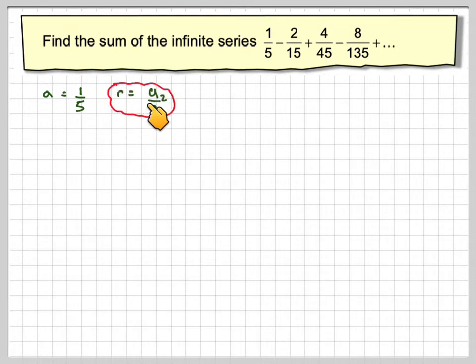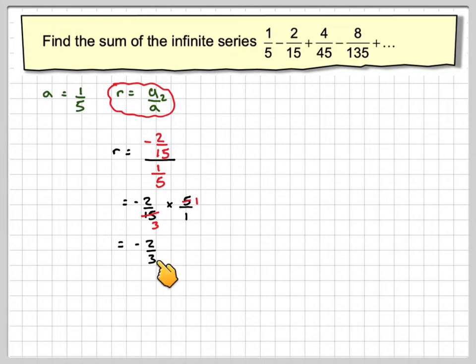The common ratio will be the second term divided by the first term. So that will be minus 2/15, which is the second term, divided by the first term, which is 1/5. So that's minus 2/15 times 5 over 1. 5 goes into 15 3 times and into 5 1 time. And that will give me minus 2/3.